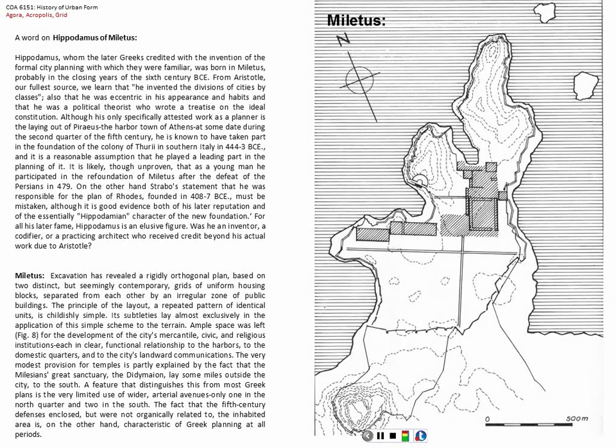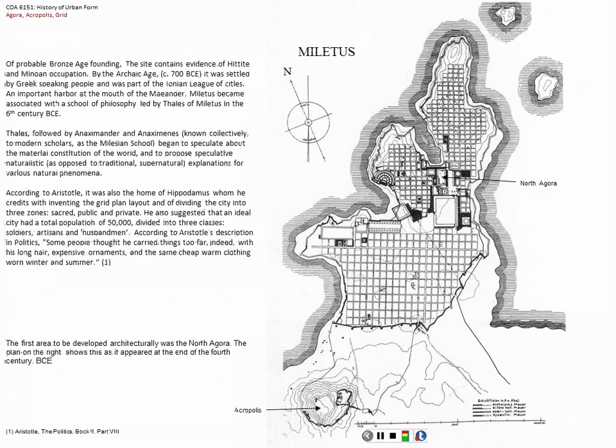And when Miletus was excavated, it revealed a rigidly orthogonal plan based on two distinct but seemingly contemporary grids of uniform housing blocks, an older one to the north, which was associated directly with this small harbor, this inlet that we see here with walls coming down to close it off in time of attack. And then down here, a second city that developed later with slightly larger blocks, and then the Acropolis or the citadel of the city, which was up here on the hill. It is probably of Bronze Age founding, although all of the excavations, except for small amounts of Hittite and Minoan Bronze Age material, actually the majority of this city is datable to about the 6th century, the classical period, the 6th century BCE.